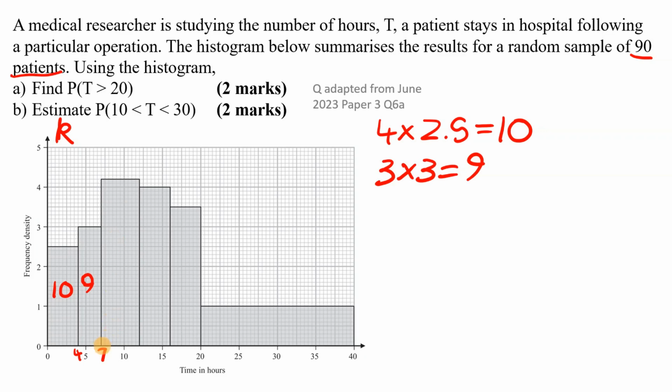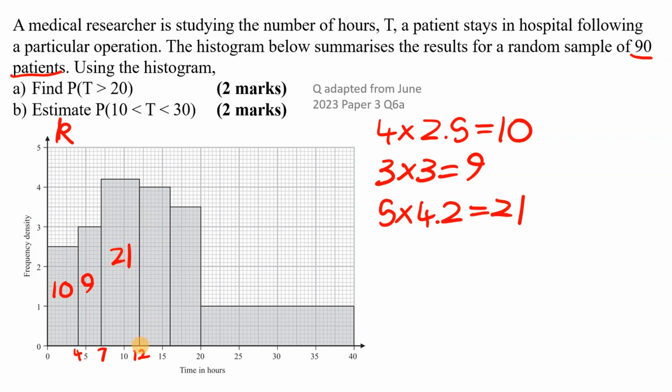If you look at this bar, so it starts at 7 and it ends here, which is 12. So the width is between 7 and 12, so the width is 5, and this is multiplied by the height, and this on the y-axis comes up to 4.2. So 5 times 4.2 is equal to 21.